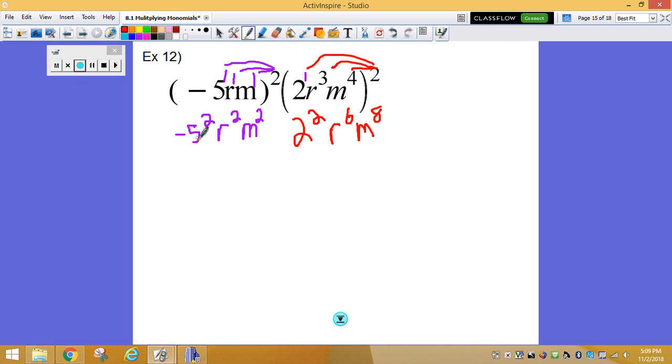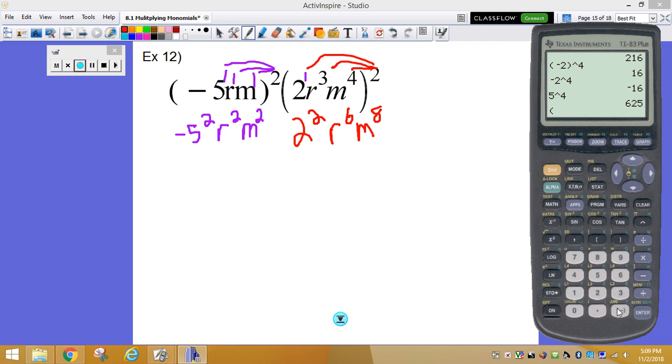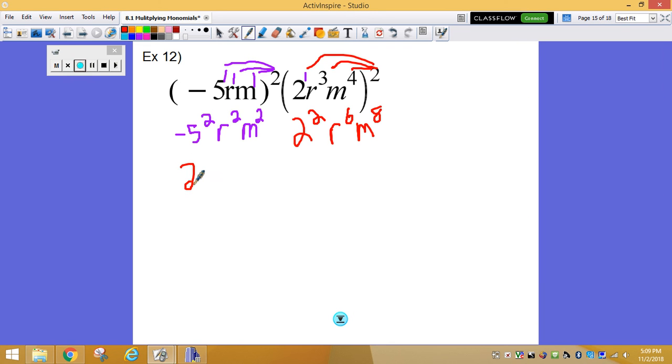Now I'm going to take care of these numbers, so I'm going to do negative 5 to the second. Remember, if it's a negative, put it in parentheses. So I'm going to do negative 5 raised to the second. That gives me 25. I'm going to go ahead and do 2 to the second also while I got my screen up. So 25 and 4. So I have 25, r squared, m squared, and I have 4, r to the 6th, m to the 8th.